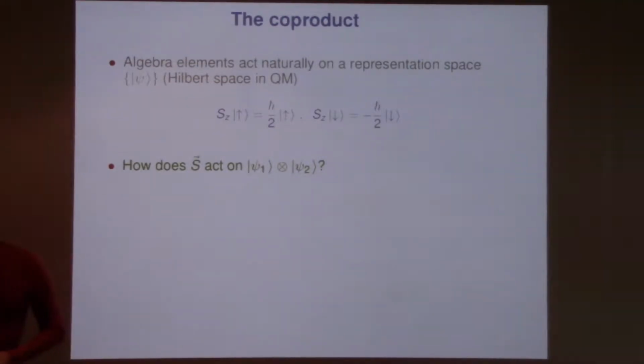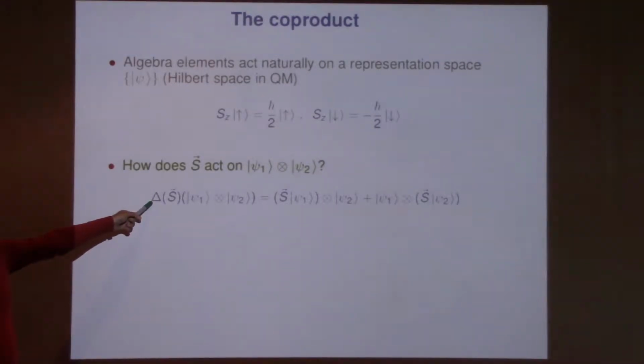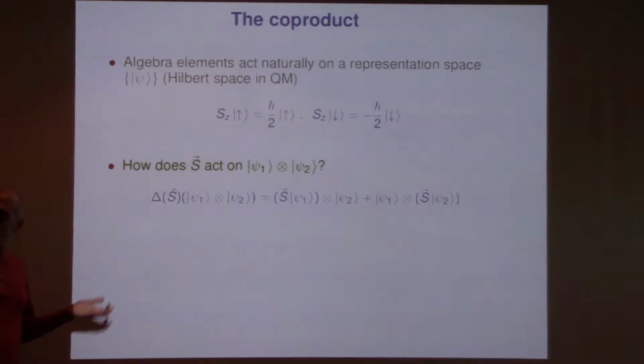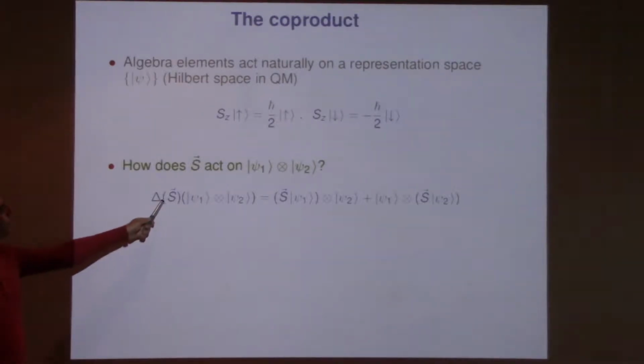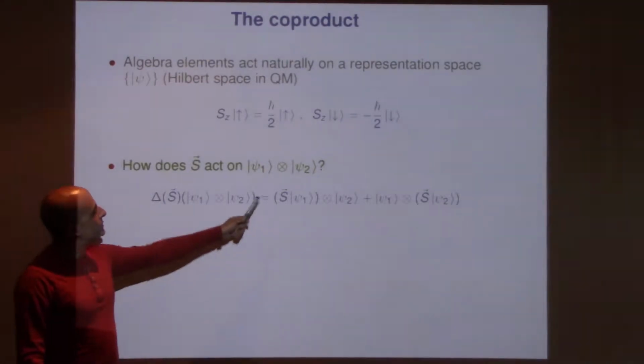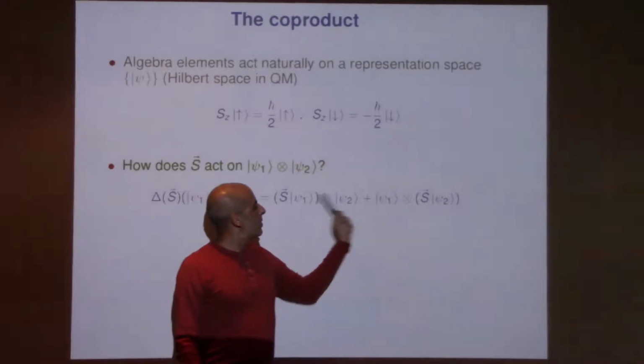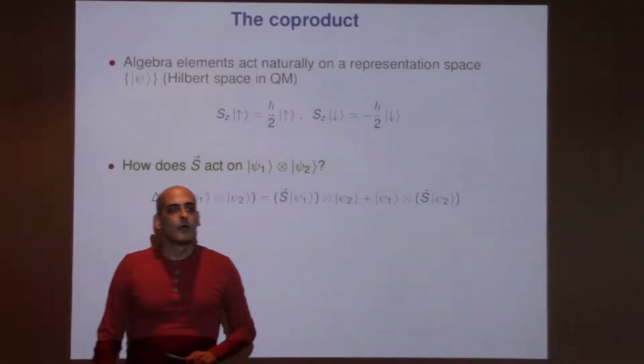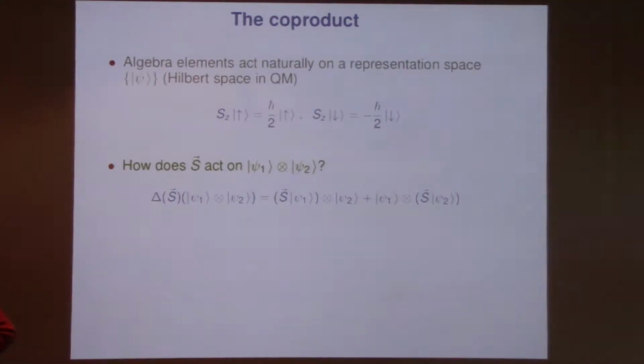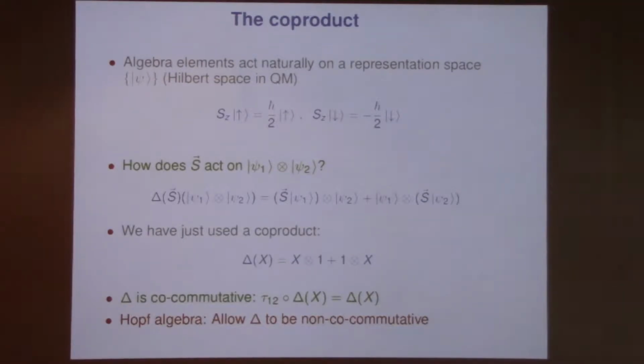So how does that act? Well, the answer is it acts, in this particular way, via this thing delta, which I'm going to call a coproduct. It's something that everybody does very naturally, and we've all gotten used to this. When you want to act with S on a product, first S acts on this one, and then S acts on the second one. So you act on the first and the second of your tensor product.